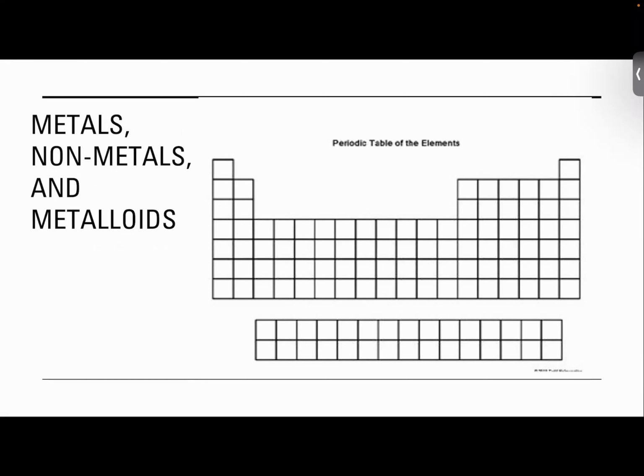Now, another division is that the periodic table can be arranged according to metals, nonmetals, and metalloids, which I've actually already introduced to some degree.